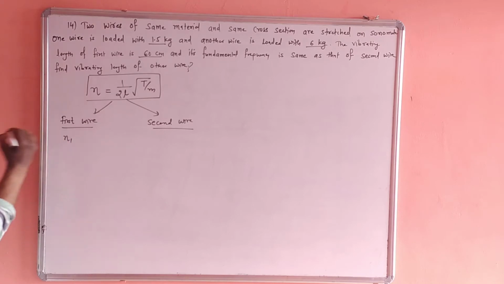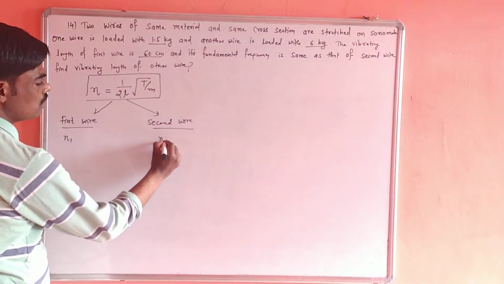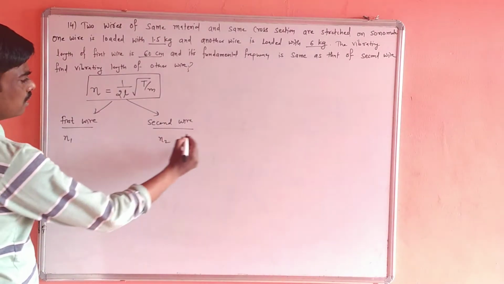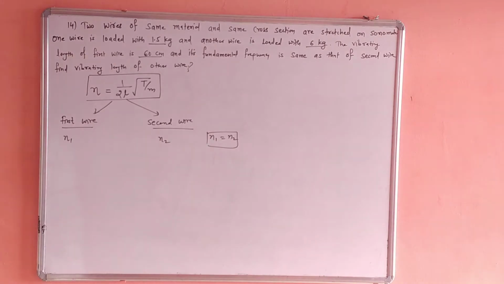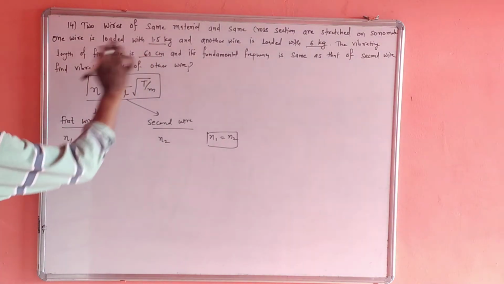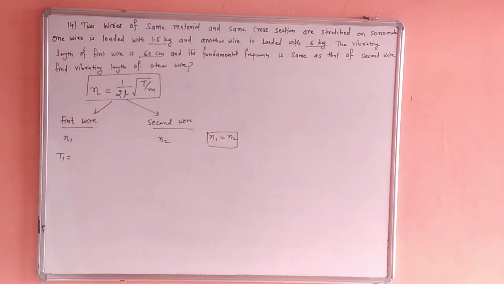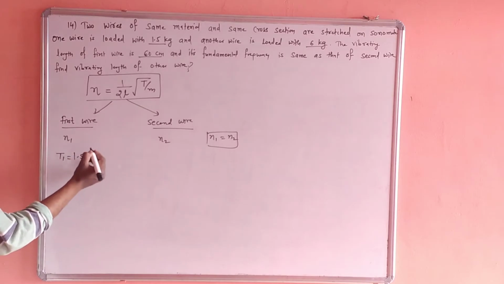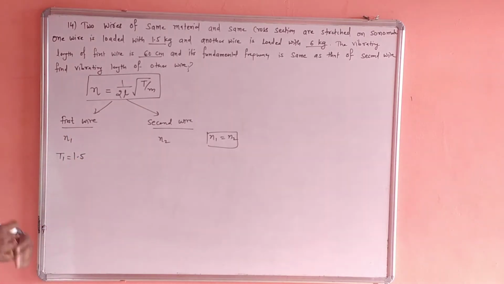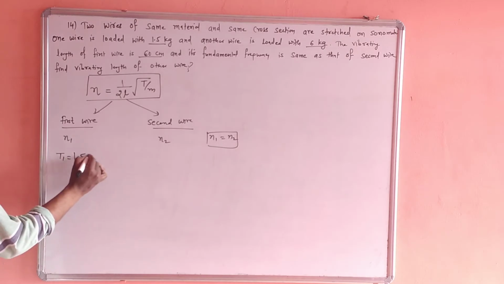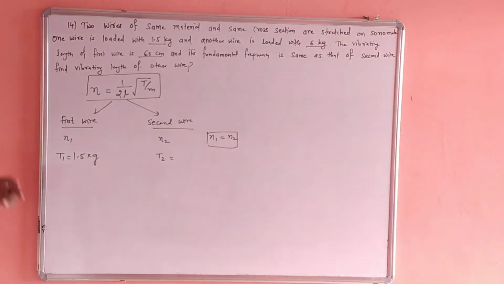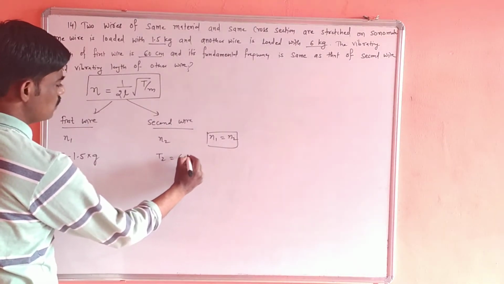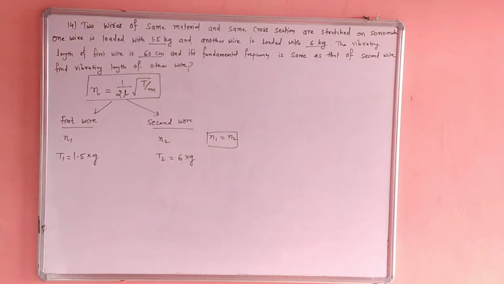The frequency of first wire is N1, frequency of vibration of second wire is N2, and these frequencies are equal. Therefore N1 is equal to N2. It is given in the problem. Then the load on first wire is 1.5 kg. So T1, it is 1.5. Actually tension should be in Newton. So 1.5 into g. Then T2, load on second wire, it is 6 into g. This is Newton.